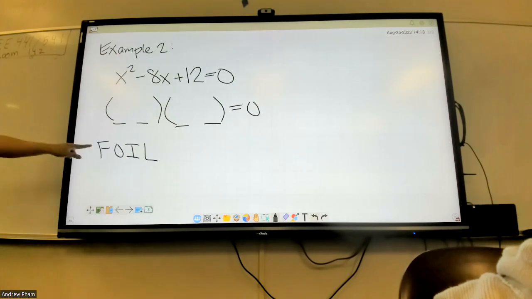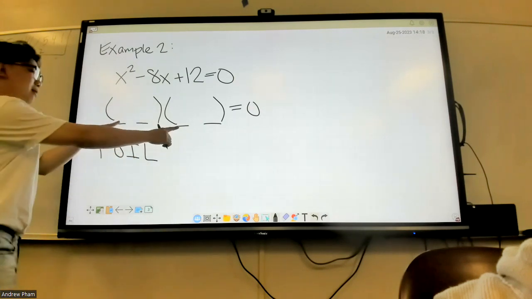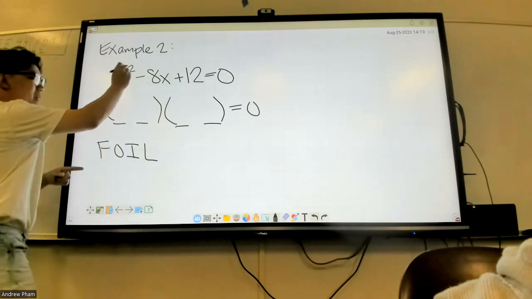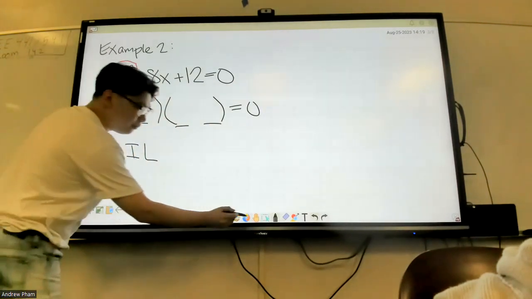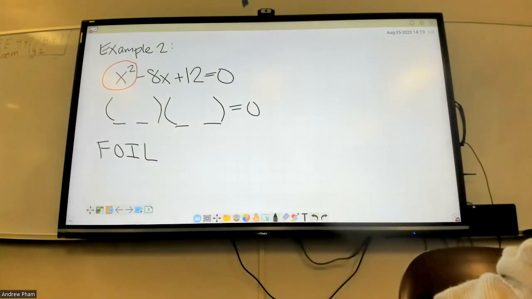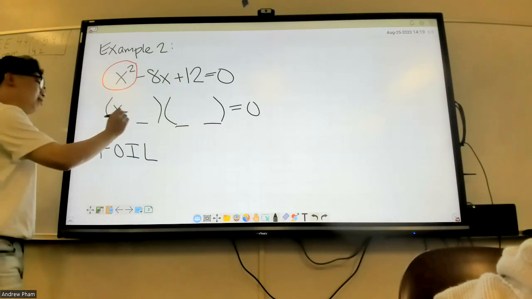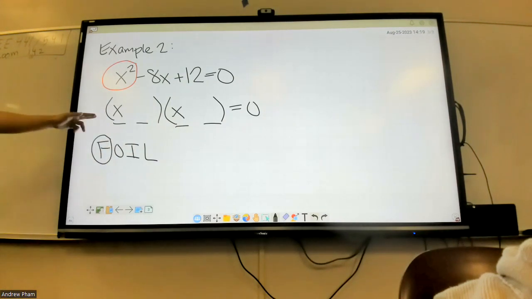So I know the first F stands for first times the first. I want these 2 things to multiply to give me that piece right here. So the question is, how do I multiply 2 things to get me x squared? My first thought was that, yeah, x times x, right? That gives me x squared. So in this blank, I'm going to put x, and I'm going to put x. That covers the F. First times first gives me the x squared.